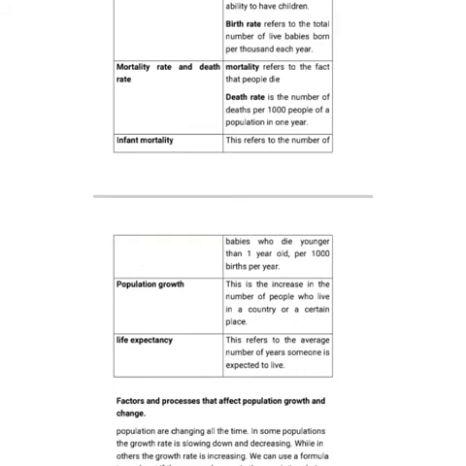Infant mortality. This refers to the number of babies who died younger than 1 year old per 1,000 births per year. In short, infant mortality just refers to the number of babies that died before the age of 1.